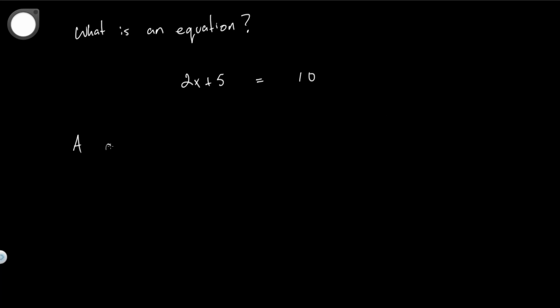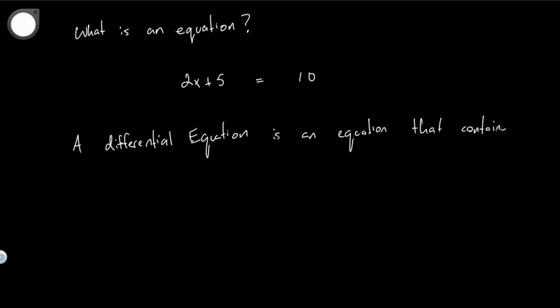A differential equation is an equation that has a derivative in it. A differential equation is an equation that contains a derivative. All right, you've seen a few differential equations before. Here's an example. y prime is equal to x squared.